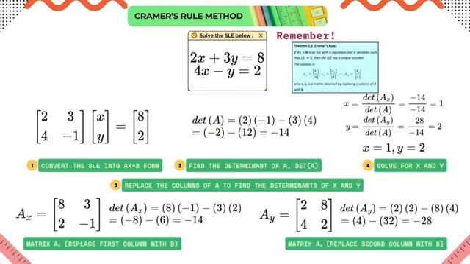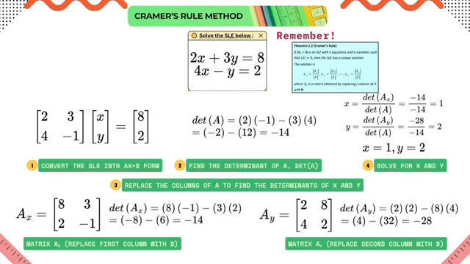One example is the following system of linear equations: 2x plus 3y equals 8, and 4x minus y equals 2. The first step is to convert the SLE into the Ax equals B form, which is [2, 3; 4, -1] times [x; y] equals [8; 2]. The next step is to find the determinant of A, which is AD minus BC, so 2 times -1 minus 3 times 4, which is -14.